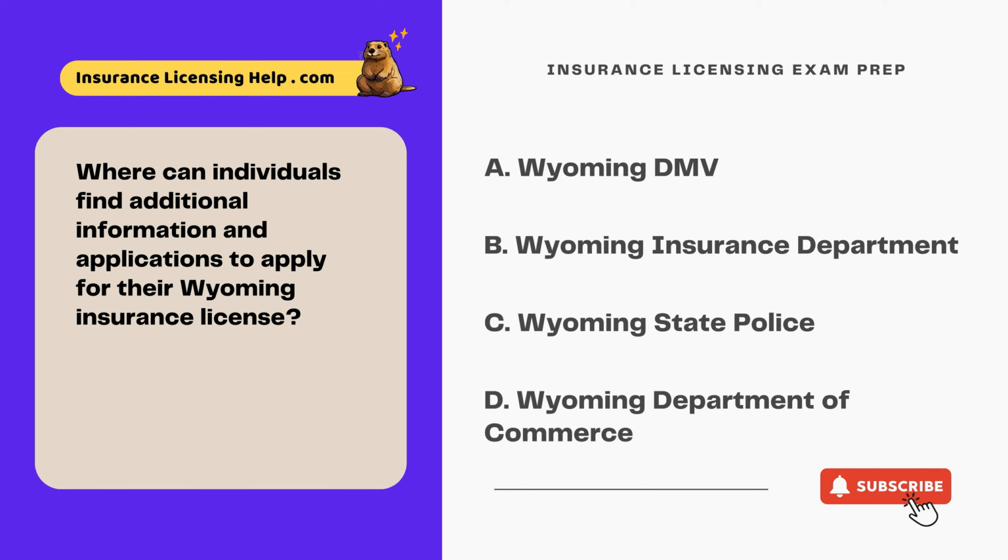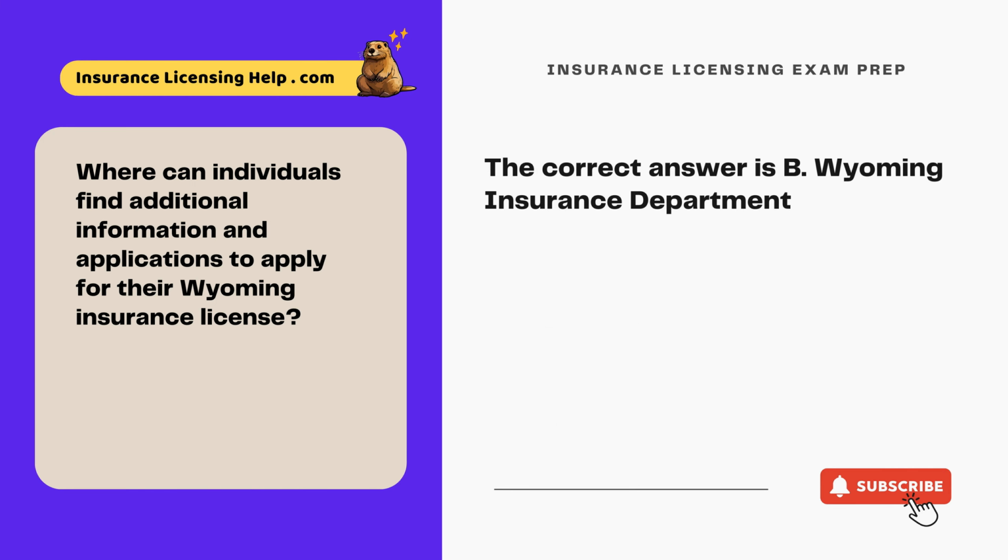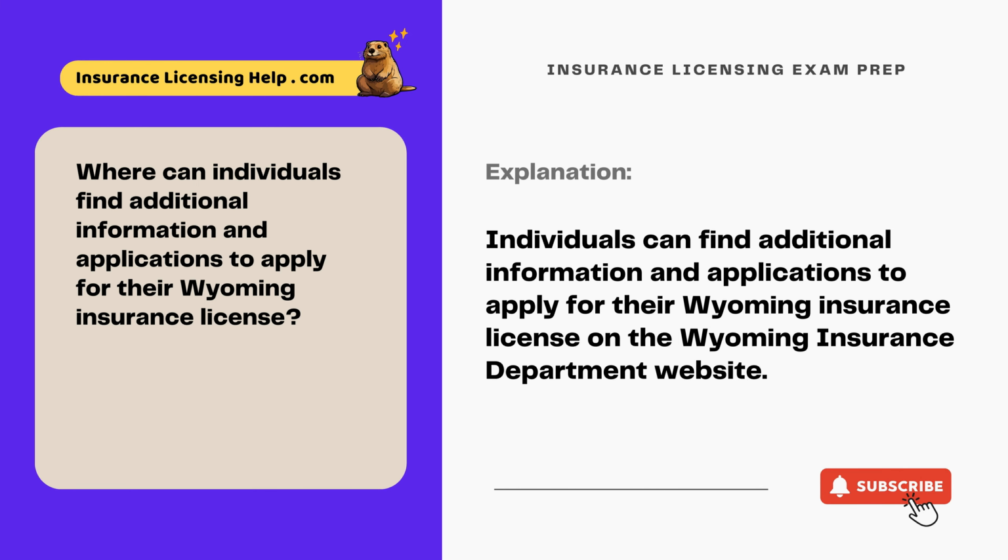Where can individuals find additional information and applications to apply for their Wyoming insurance license? A. Wyoming DMV. B. Wyoming Insurance Department. C. Wyoming State Police. D. Wyoming Department of Commerce. The correct answer is B. Wyoming Insurance Department. Individuals can find additional information and applications on the Wyoming Insurance Department website.